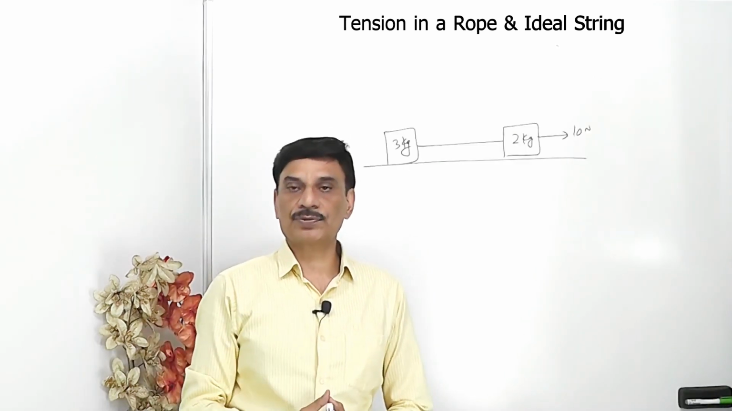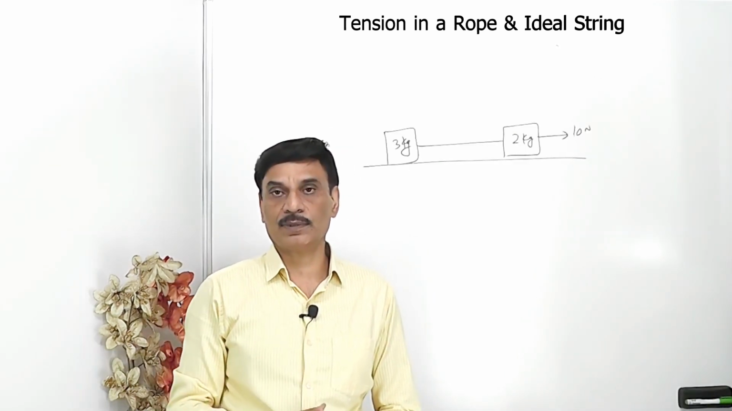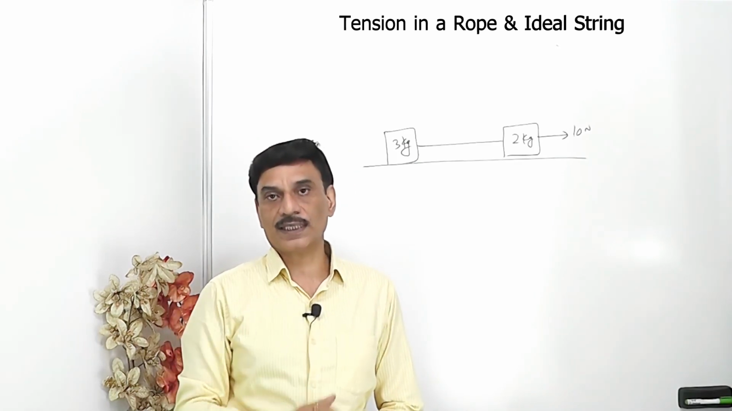In case of an ideal string which is massless and inextensible, the tension remains the same throughout its length.